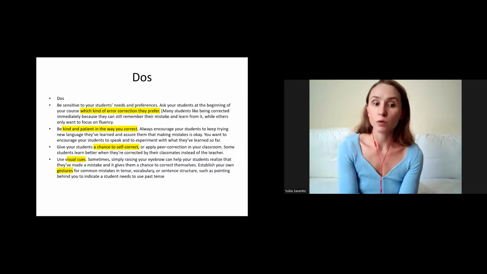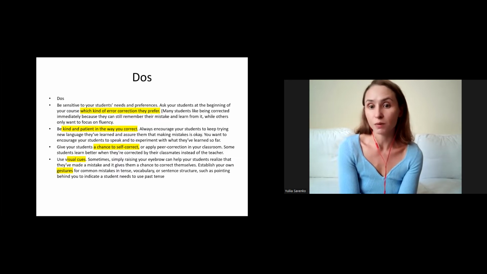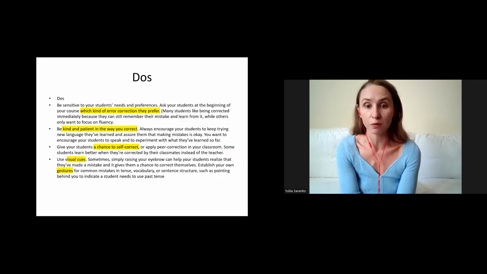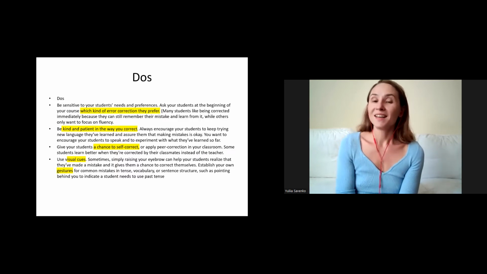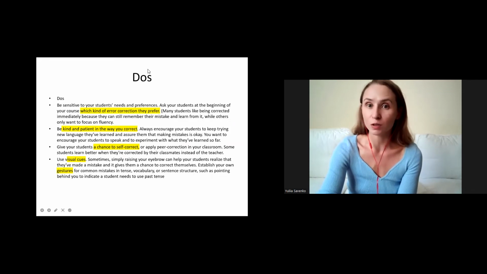Use visual cues. Sometimes raising your eyebrow can help, using your gestures can help, and so they can correct themselves. And establish your own gestures for common mistakes in tenses or vocabulary or sentence structures. That's it. I hope it will help teachers to correct their learners' mistakes properly and not to demotivate their learners.